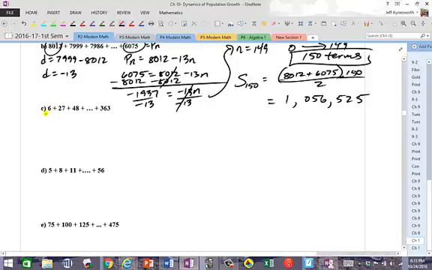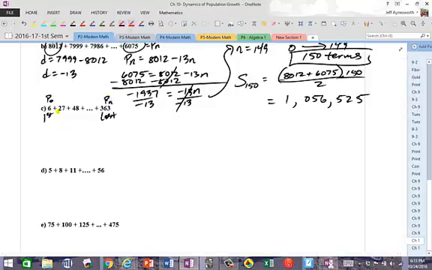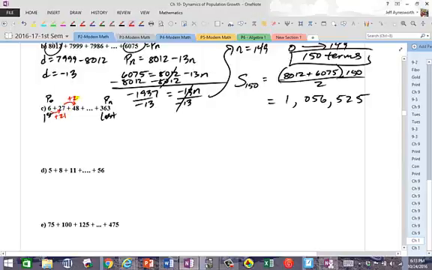So the first term, p sub 0, is 6. The last term, your p sub n, is 363. From 6 to 27 is a plus 21. There's your common difference. So here we go. p sub n is equal to 6 plus 21n. So 363 is equal to 6 plus 21n.